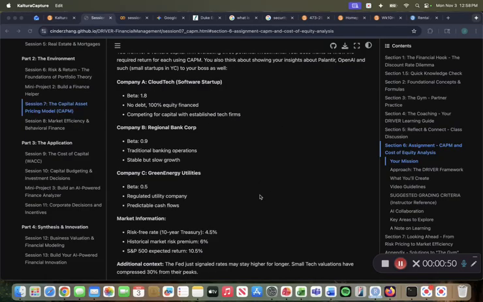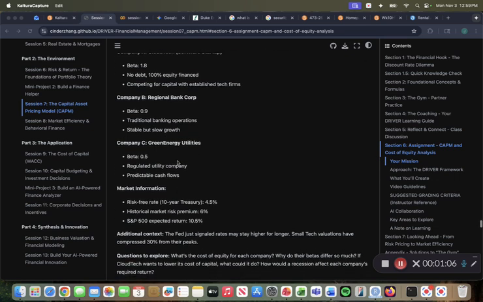Company B being Regional Bancorp, with a beta of 0.9, which is pretty close to the market average of 1, which we'll get into in a second. It's traditional banking operations and stable but slow growth. Then Company C, Green Energy Utilities with a beta of 0.5, a regulated utility company with predictable cash flows.